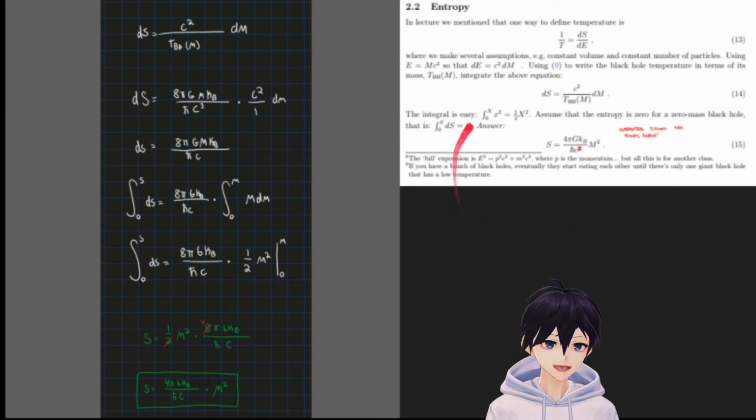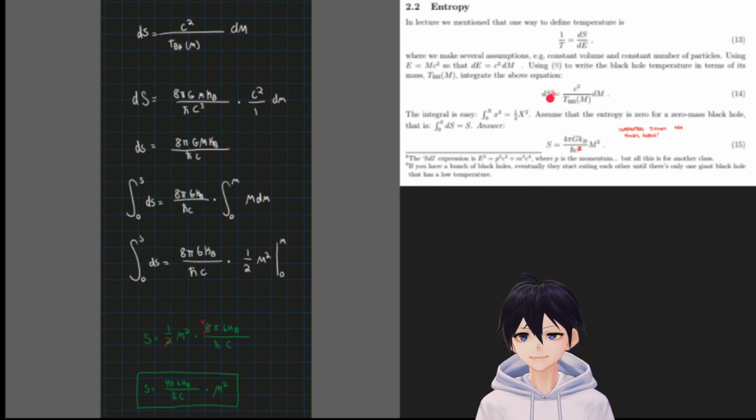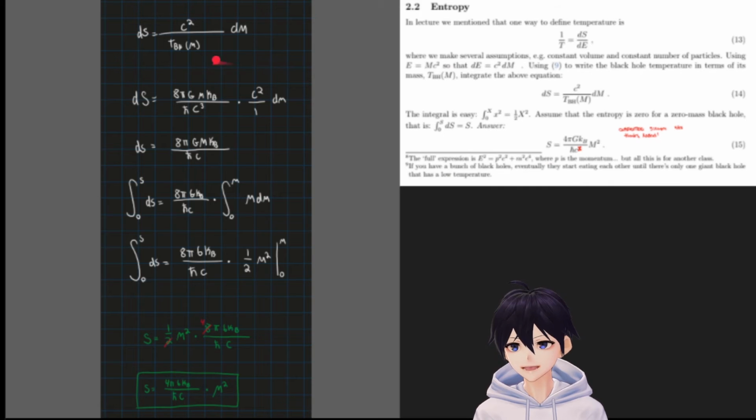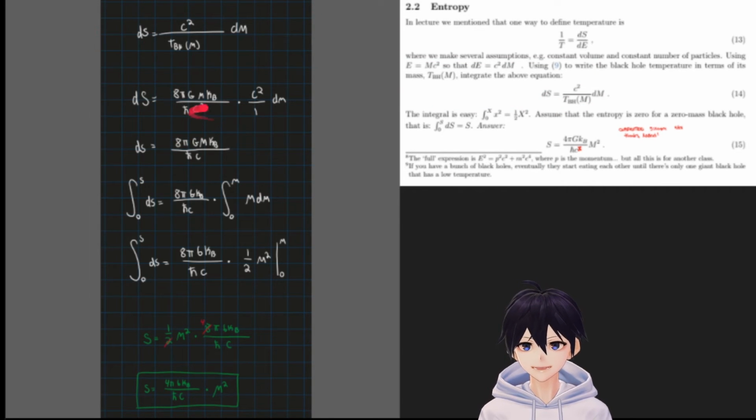So as for the next part, we have entropy. They're just asking us how we get from here to here. So I'm going to show you that. We have this equation right here. I plugged in our temperature, and our temperature is inverse because it's 1 over t. And keep in mind, this is in terms of m.